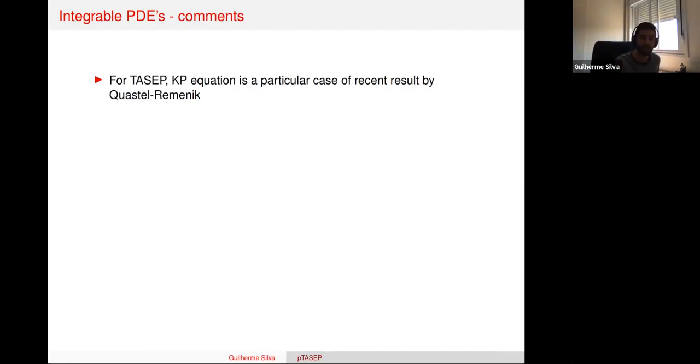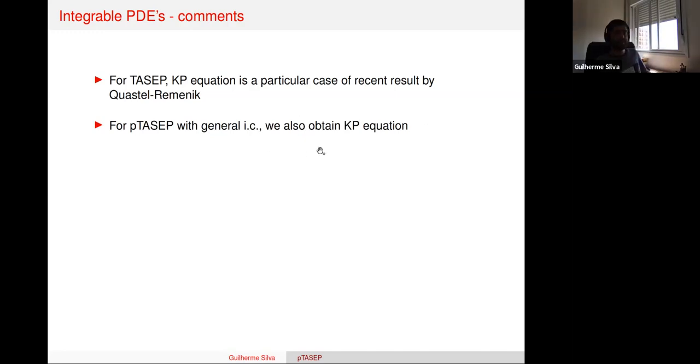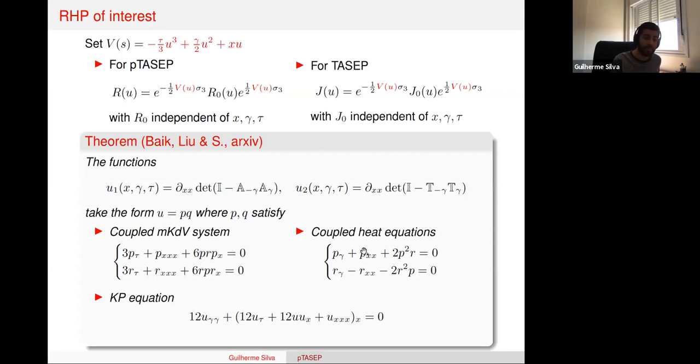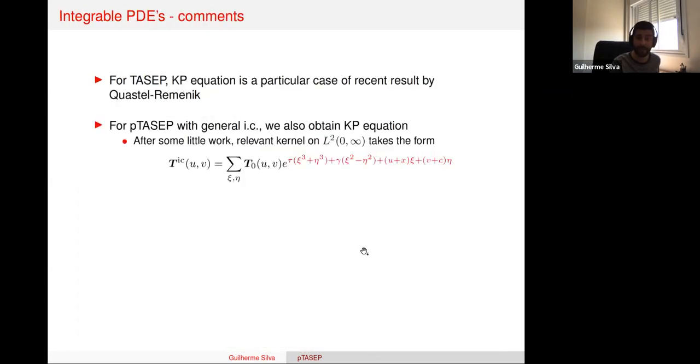And their result is actually more general in the sense that they consider multi-point, one time. So one time variable, but several locations. And they have still a KP equation, a matrix KP equation. We also recall we're also able to get a KP directly without going through those coupled systems, without going through integral operators, using a different approach that we also learned from Quastel-Remenik. And this is valid for general initial conditions. So for general initial condition for periodic TASEP, we don't know if those coupled systems are there, but we do know that the KP equation is there, right?